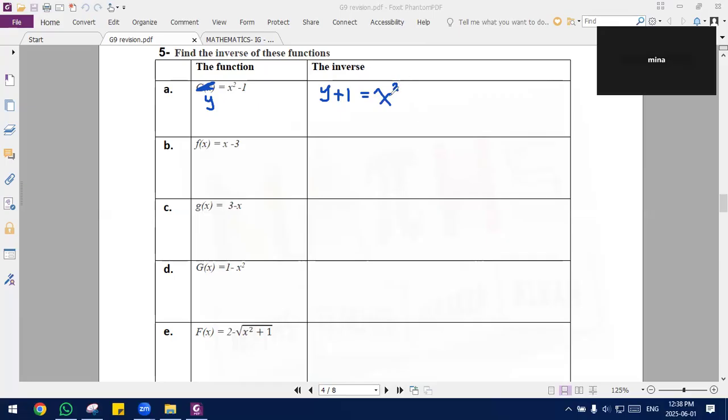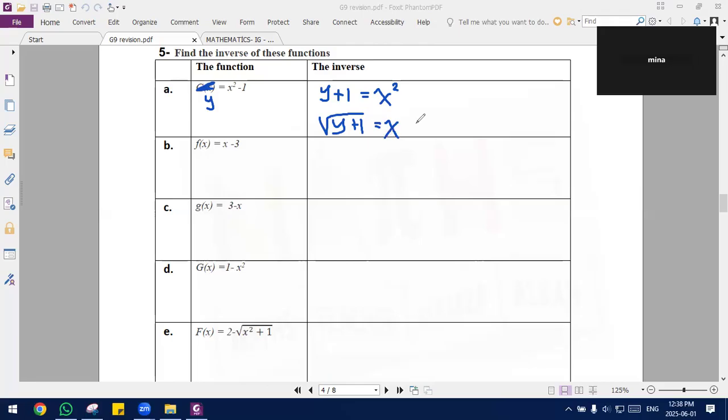Then you need to take x to the other side? No, x is already alone. But there's a problem. It's x squared. How can I get rid of the square? We do the opposite. What is the opposite of power 2? Square root, good. So now, square root of y plus 1 equals x.